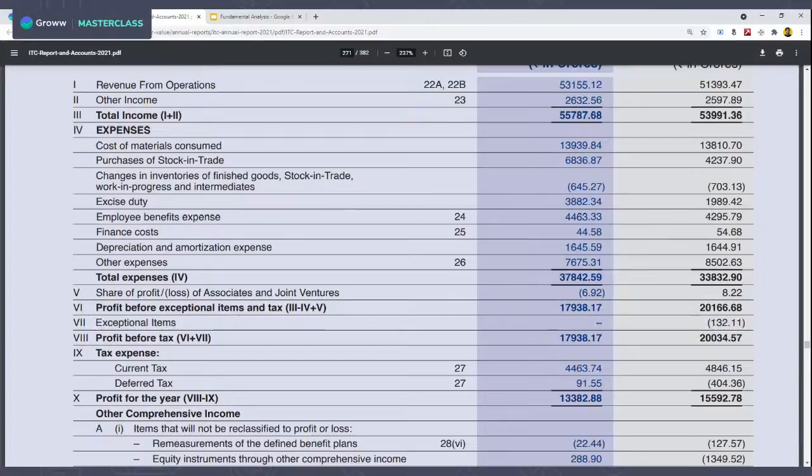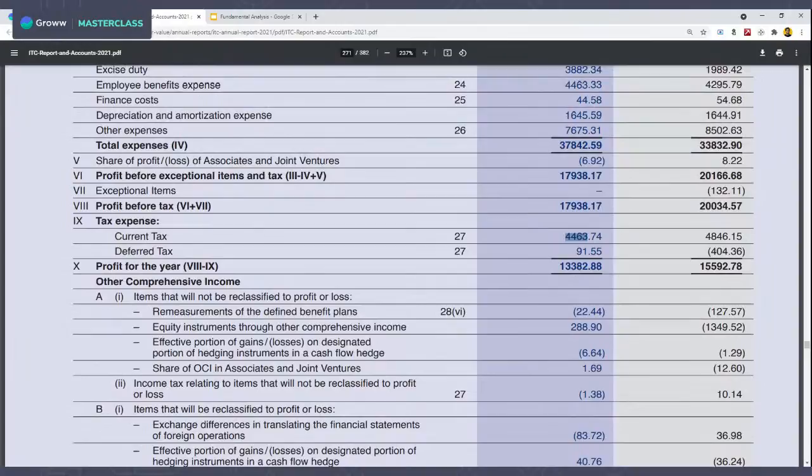If you look at profit before tax, they have almost 18,000 crores. Now look at the tax amount that they pay, guys. They currently pay almost 4,500 crores in tax. So they pay 4,500 crores in tax every year to the government. This is how you look at it. And then the profit for the year finally comes up to the final number. This is what we have to see.